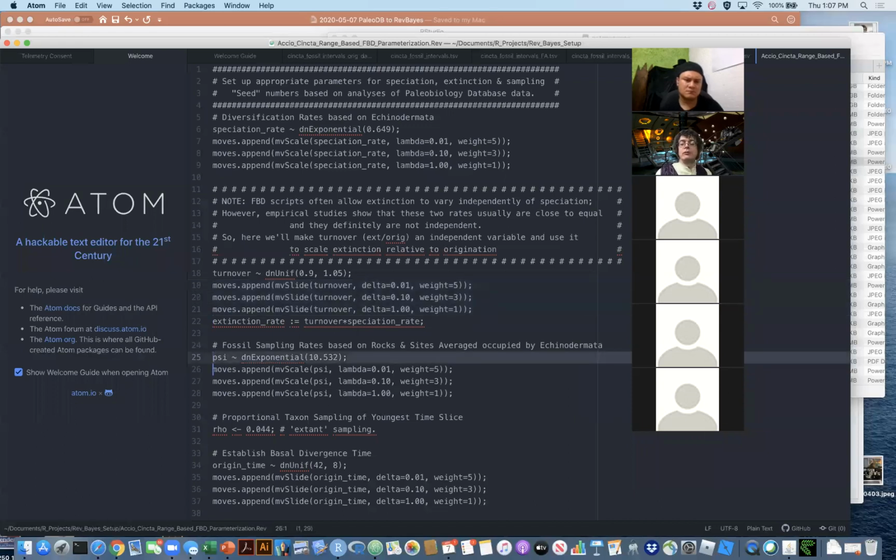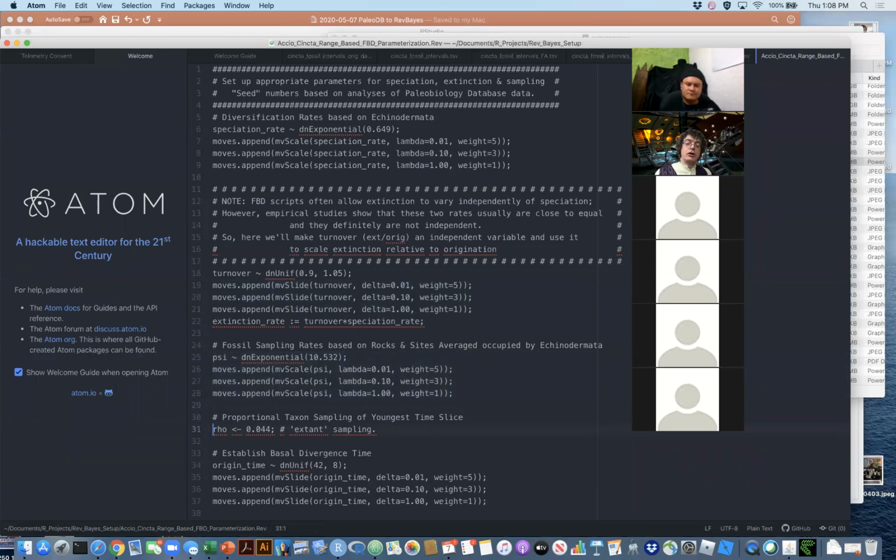Our sampling rate, we're going to do the exact same thing. Some big moves, small moves. Again, the sampling rate looks to be pretty low on these guys. And again, that's not too surprising because with echinoderms, it's not just a question of finding the plates. As any echinoderm worker will tell you from the Paleozoic, you can get a ton of those. It's getting them together so you can actually tell what you're looking at that is less common. So it's going to set up moves for that.